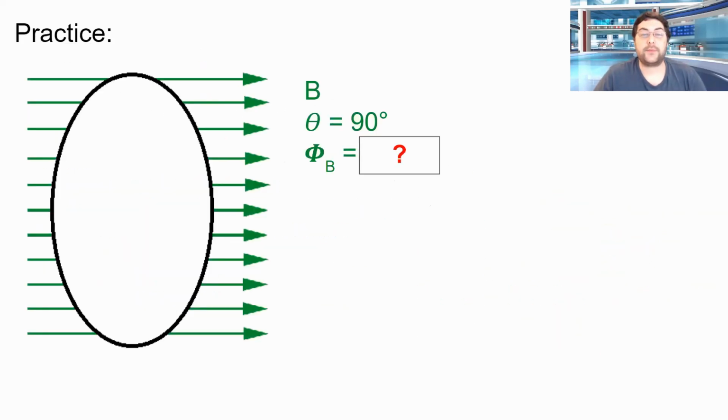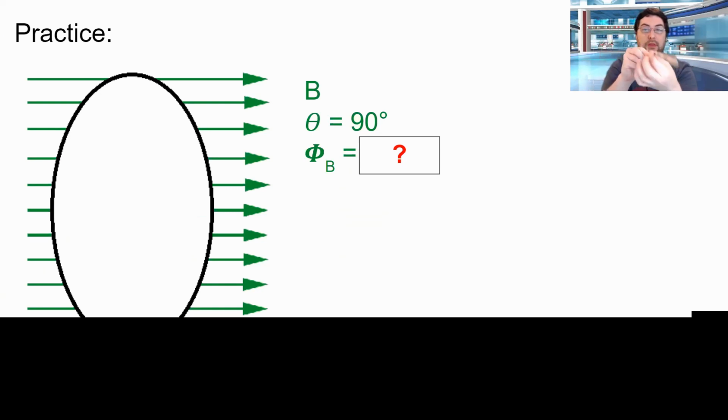Okay, let's try another one. In this picture, we've got magnetic field lines that are pointing straight at the side of our iron ring. So if I turn this, they're right in line with the iron ring. None of them are able to pass through the iron ring, okay?